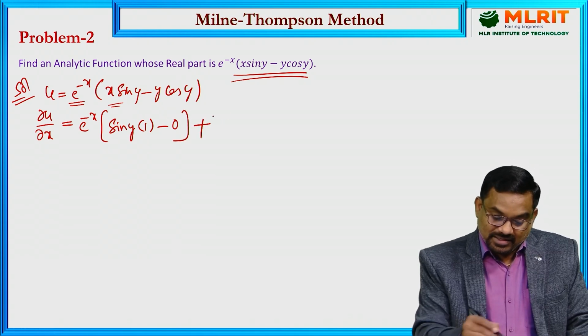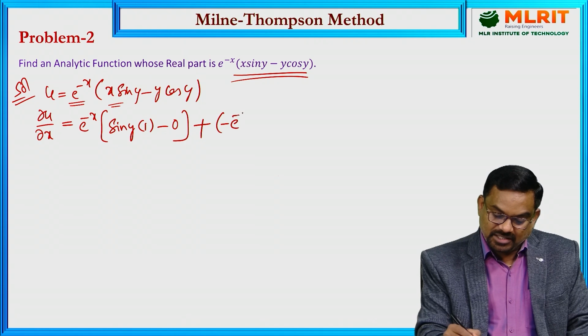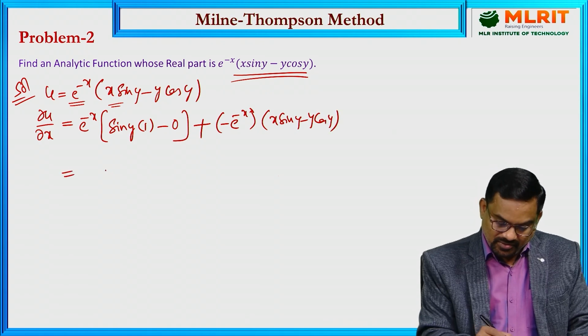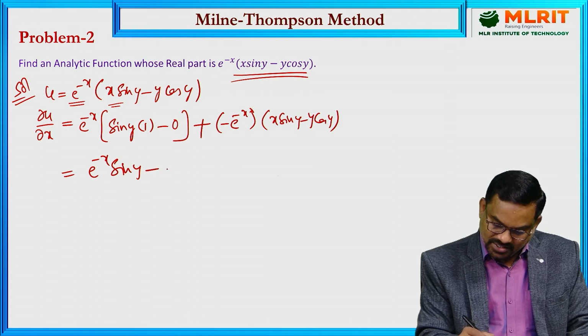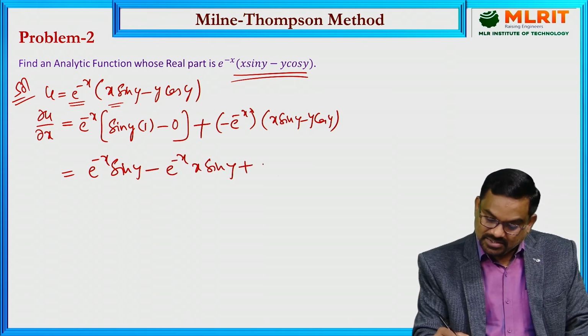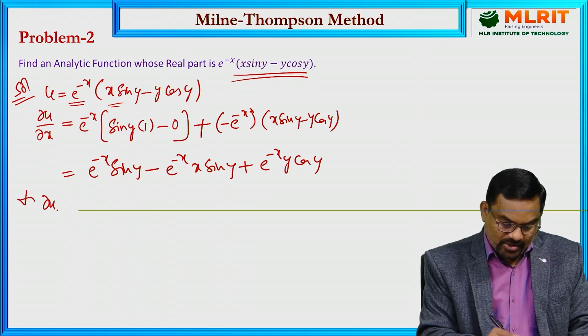So derivative of the first function minus e power minus x into x sin y minus y cos y as it is. So here we get e power minus x sin y minus e power minus x x sin y plus e power minus x y cos y, and ∂u/∂y.